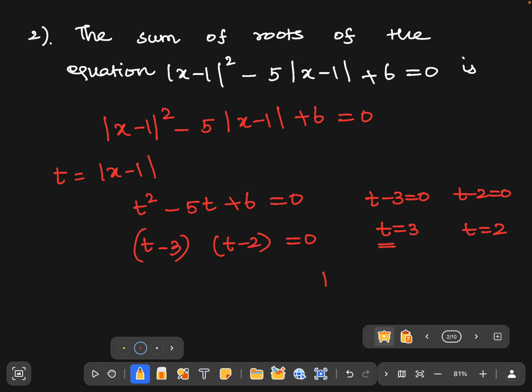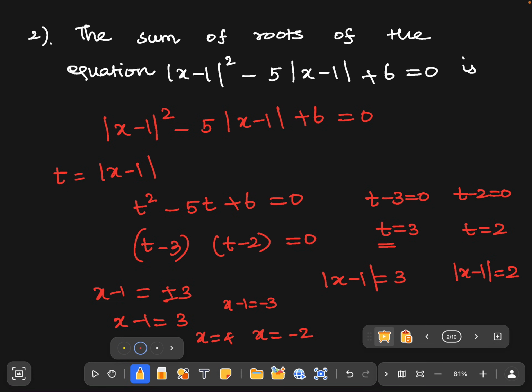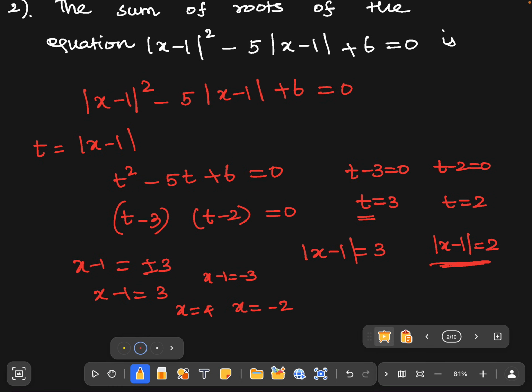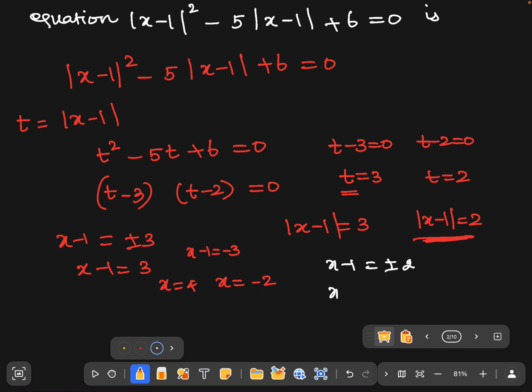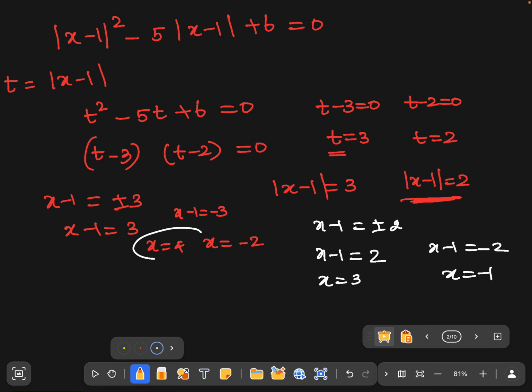We know that t is modulus of x minus 1, equal to 3, and then modulus of x minus 1 equal to 2. So x minus 1 equal to plus or minus 3. x minus 1 equal to 3 means x equal to 4. Then x minus 1 equal to minus 3 means x equal to minus 2. Coming to the other one, x minus 1 equal to plus or minus 2. So x minus 1 equal to 2, x equal to 3, then x minus 1 equal to minus 2, then x equal to minus 1. So we got 4 answers.